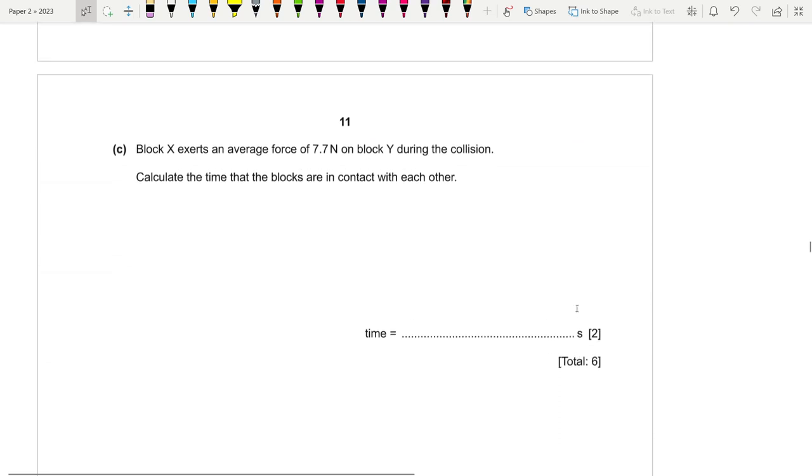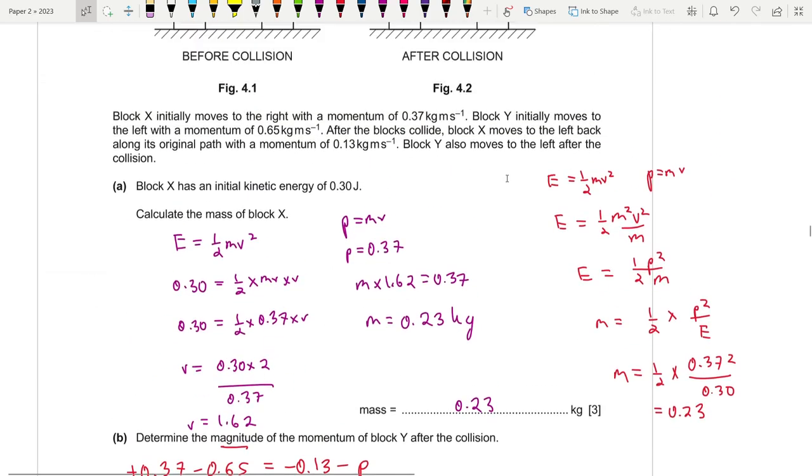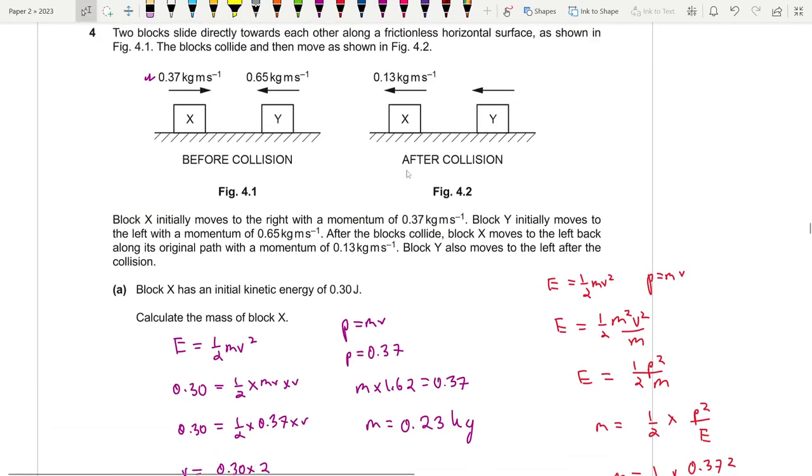Block X exerts a force of 7.7 during the collision. We know that force is defined as the rate of change of momentum. So F is equal to del P by del T. So let's find out the change in momentum. You can do it either way. You can use any subject. But since block X exerted a force on Y, we can find out the change in momentum of Y. So it was 0.65 initially, and it turned into 0.15 at the end. So what's the change in momentum?